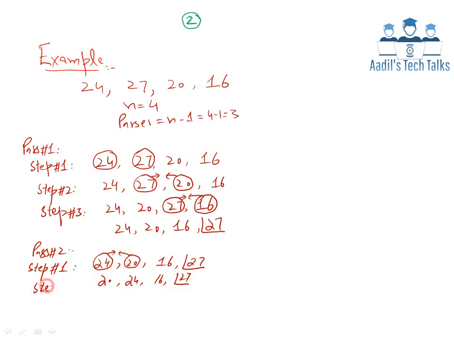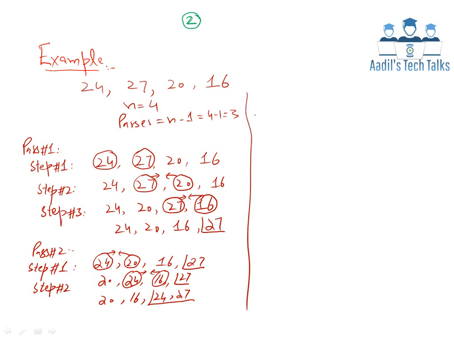Now step number 2, so element number 2 is 24 and 24 is compared with 16. So the result is an interchange of 24 and 16: 20, 16, 24. Now as after 24 there is no element, therefore 24 will also be locked along with 27.